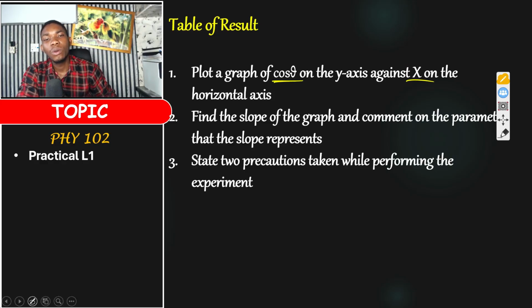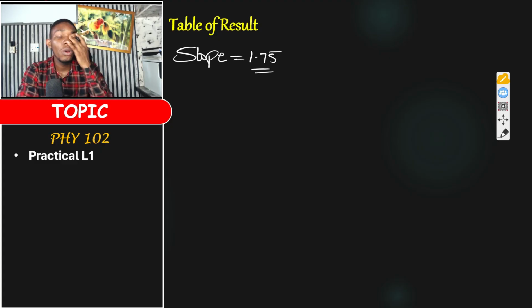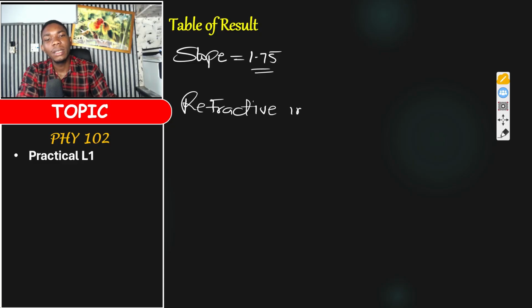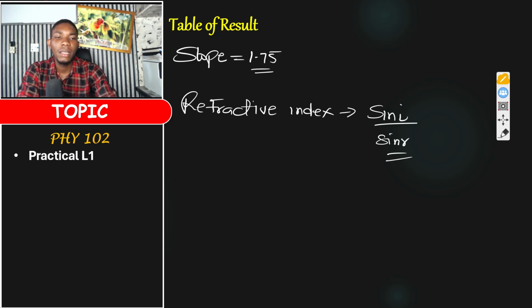Now we found the slope of the graph. We said the slope, we've calculated it. Of course, you know that the slope calculation must be on your worksheet, right? The slope is 1.75. Now you can write that the slope represents the refractive index of the glass, which is equal to the sine of the incident angle over the sine of the refracted angle. That is what the slope represents.